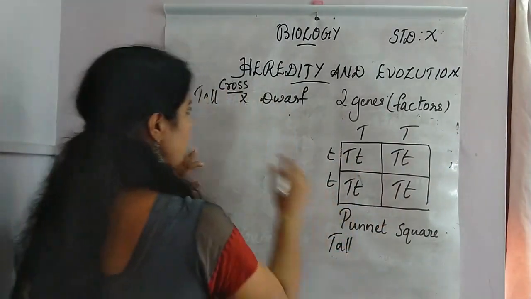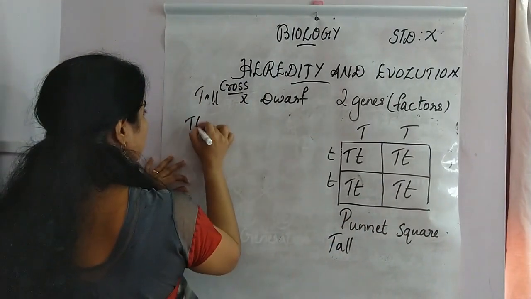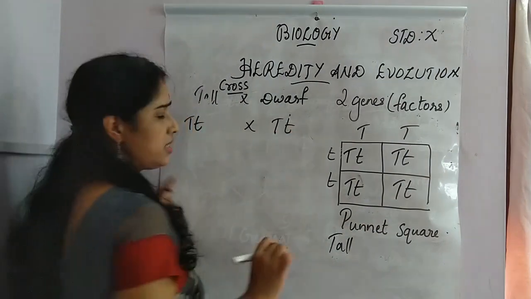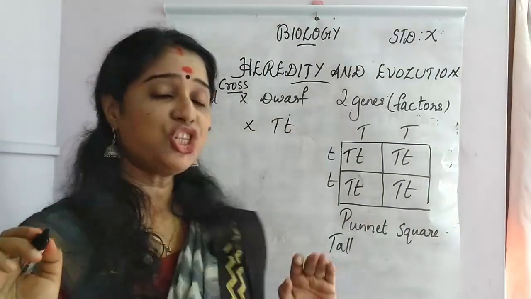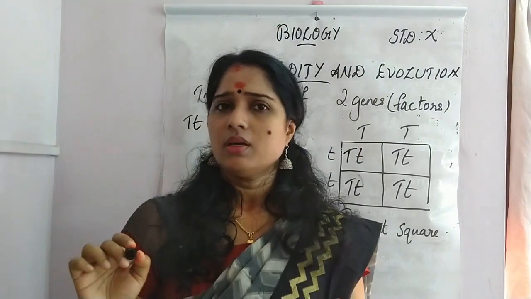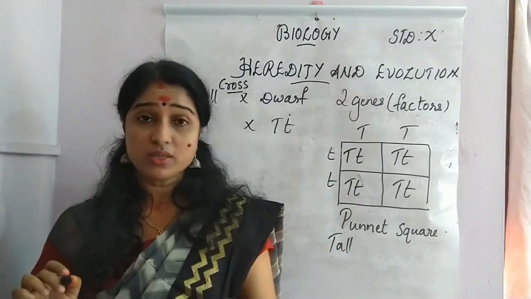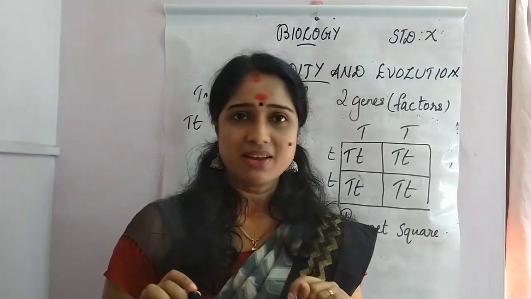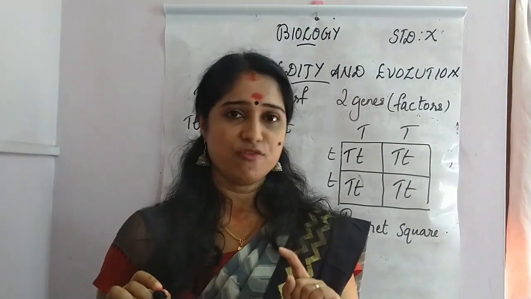So here all the plants are tall. Second step, which type of pollination he preferred? Self-pollination. Then what specialty of self-pollination? How many parents are involved in it? Single parent, isn't it? Single parent is involved in it.